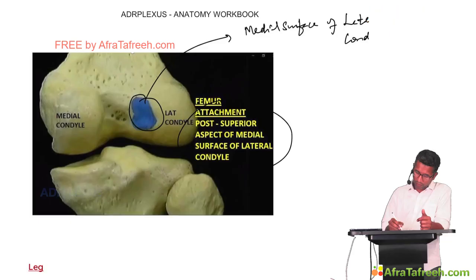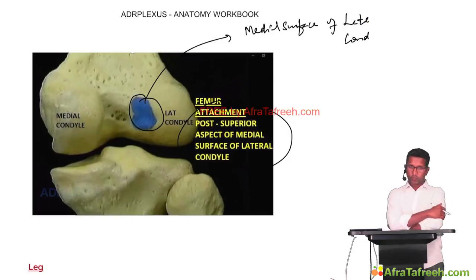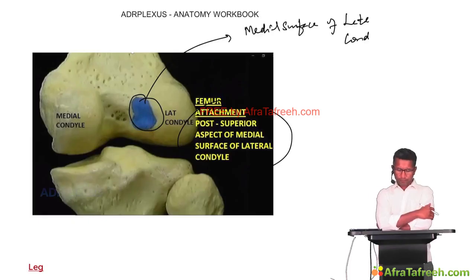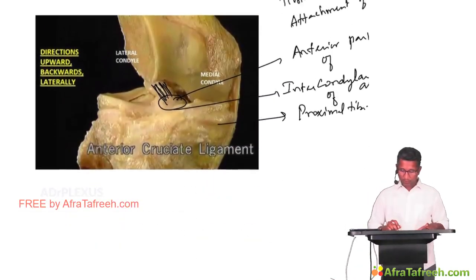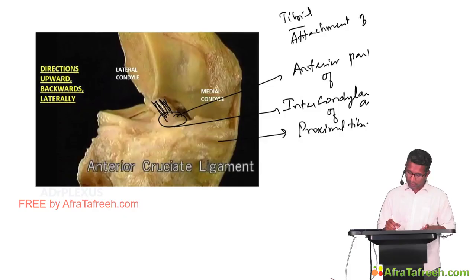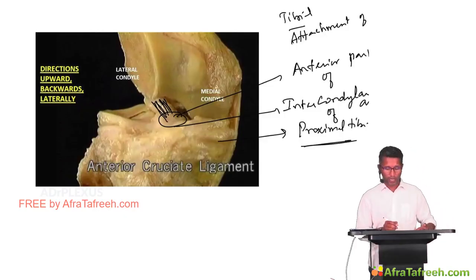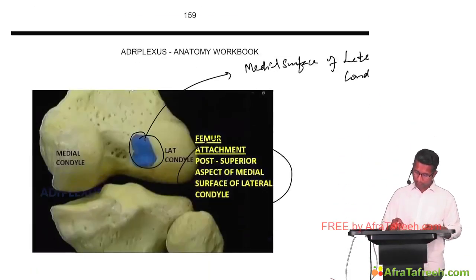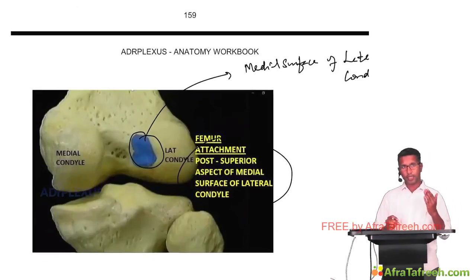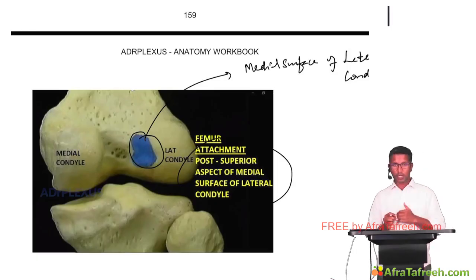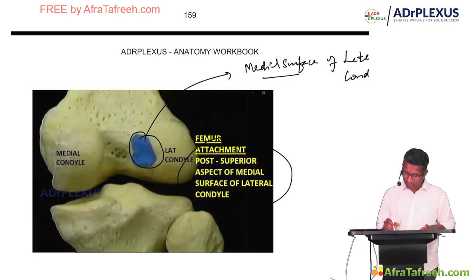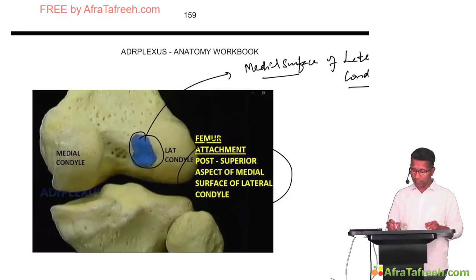And what is the attachment of PCL? So we were discussing the anterior cruciate ligament. As we have seen in the picture here, the anterior cruciate ligament's tibial attachment is on the intercondylar area, more anteriorly. When you trace it behind, the ACL runs postero-superiorly towards the lateral condyle and gets attached to the medial surface of the lateral condyle. This is the attachment of ACL.